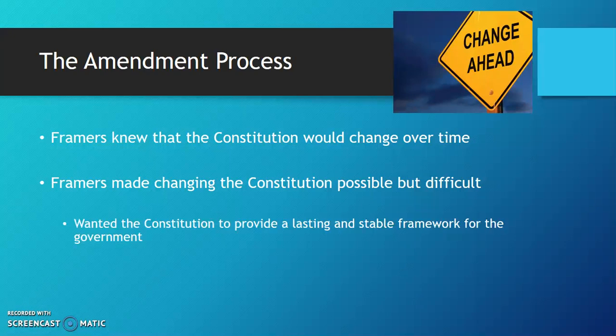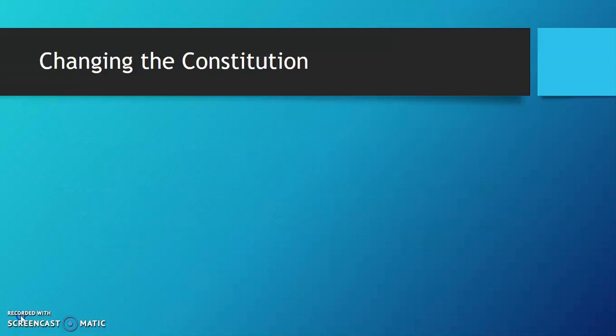They really wanted to do this because they wanted the Constitution to be able to provide a lasting and stable framework for the government. They didn't want something that was going to get thrown out 50 years later because it just wasn't up to the times anymore. They knew that the future was going to change. They knew things were going to happen. And they wanted a process to change the Constitution in order to appease the future and what it brought.